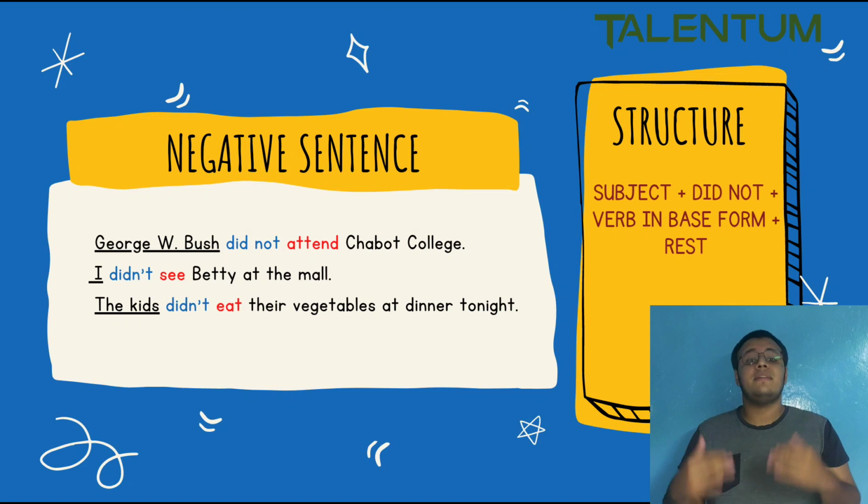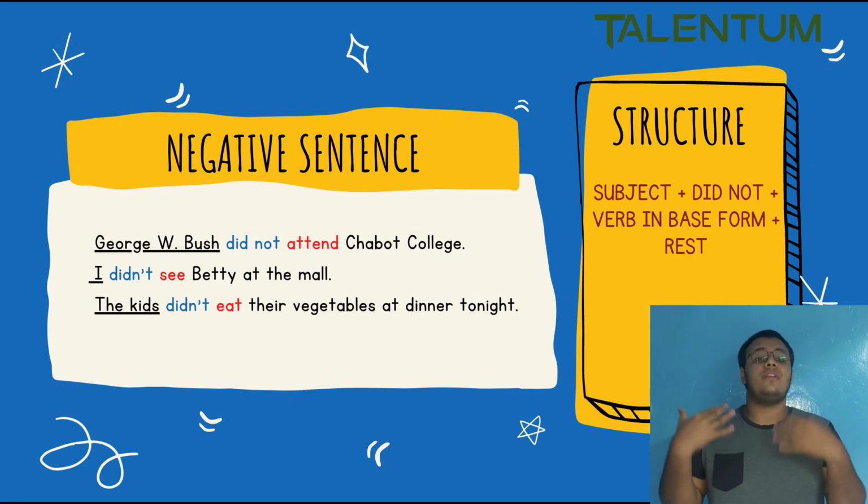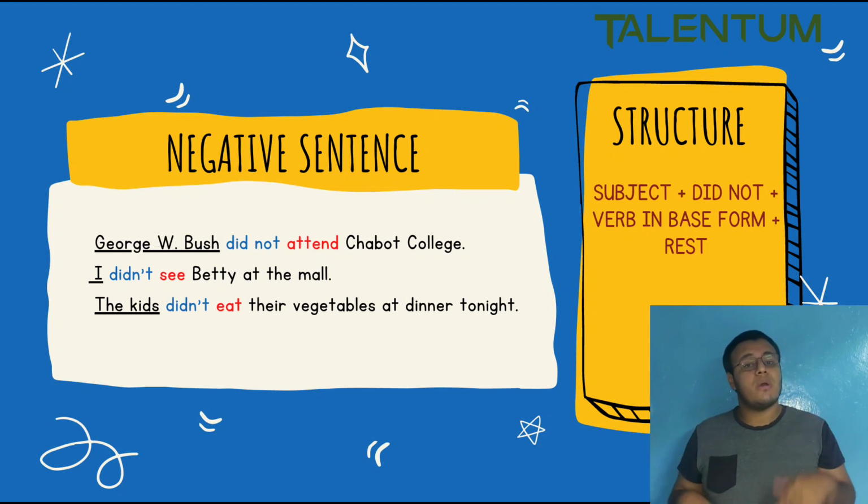Now we have the negative structure. As you can see here, we have another formula. This is very different from the one before. We have the subject, then the auxiliary did not, then the verb in base form, and lastly the rest of our sentence. Why do we leave the verb in base form and not in the past simple? In this case the did not gives us a clue that the sentence is in past simple, so there's no need to convert the verb. That would be redundant and is not necessary.